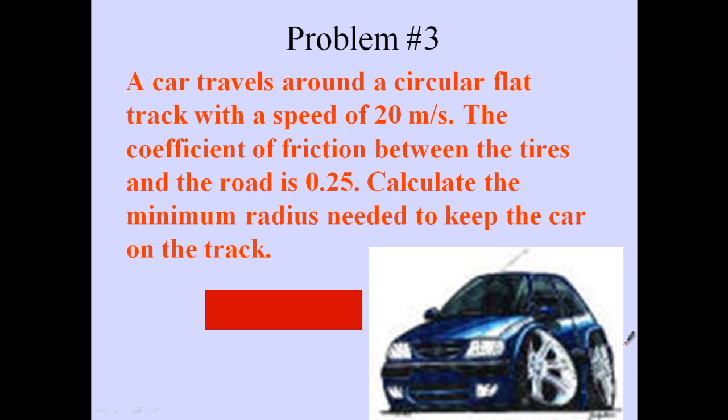Number 3, traveling on a circular flat track with a speed of 20 meters per second. Coefficient is that much. Calculate the radius needed to keep the car on the track. So to do this, we're going to do basically the same thing. This time we've got force of gravity, normal, friction, acceleration, and we'll do the y direction stuff.